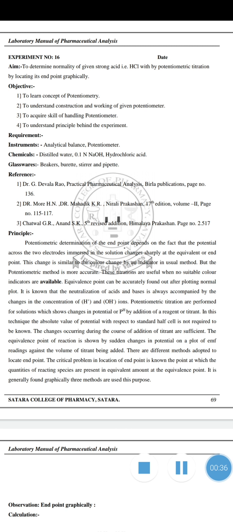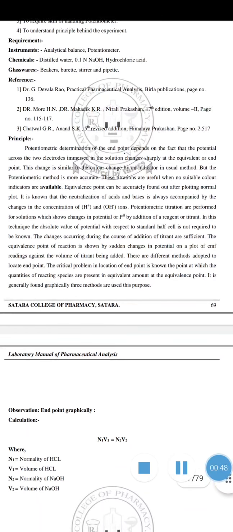Requirements of this experiment: instruments, analytical balance and potentiometer; chemicals, distilled water, 0.1 normal sodium hydroxide, and hydrochloric acid. Principle of this experiment: potentiometric determination of the endpoint depends on the fact that the potential across the two electrodes immersed in the solution changes sharply at the equivalence or endpoint. This change is similar to the color change by an indicator in the usual method, but the potentiometric method is more accurate. These titrations are useful when no suitable color indicator is available.